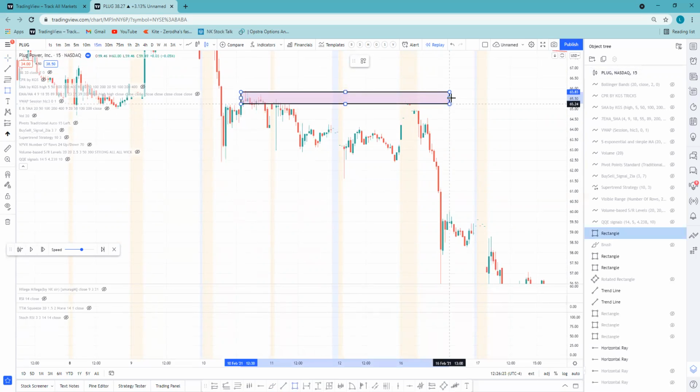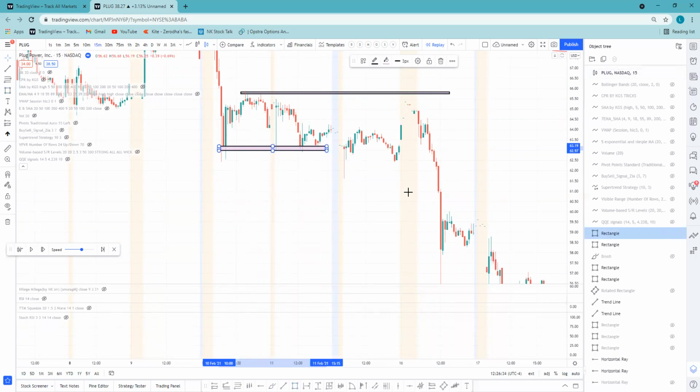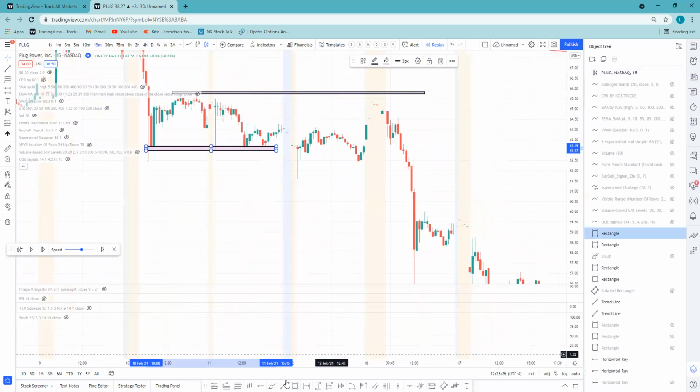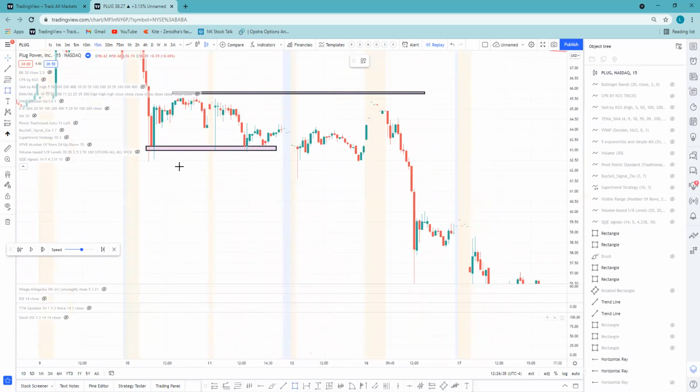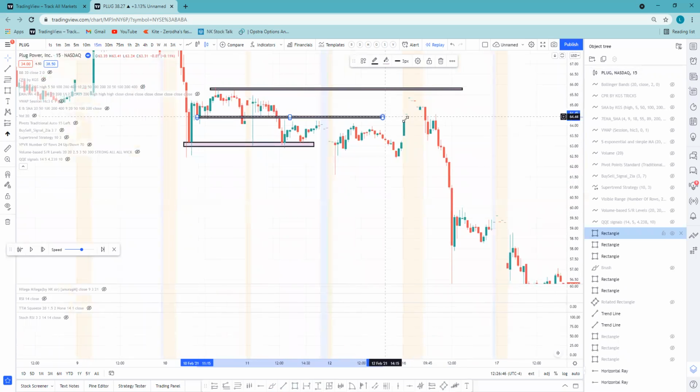Okay, this is my support here, because this is the day's low. So this is my support here. Where did the price react the most? You can see that price reacted the most here. So this is my reaction of the price. I'm going to close this a little bit here.